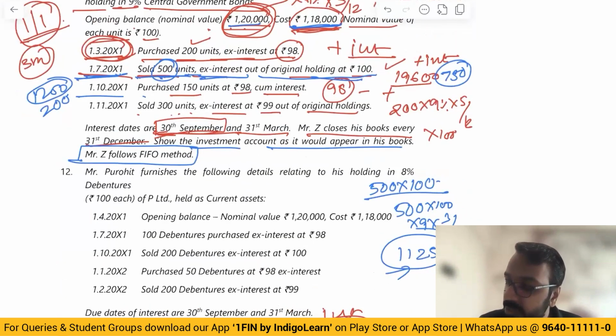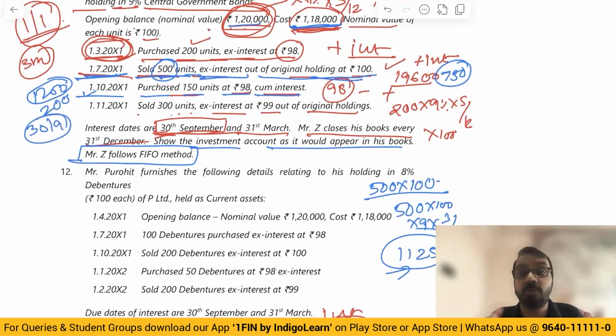On 1st of October, purchase 150 at 98 cum interest. It is along with interest. But the confusing part here is, we purchased on 1st of October. When did we pay the last interest? We paid the last interest on 30th of September, which means there is no accrued interest.